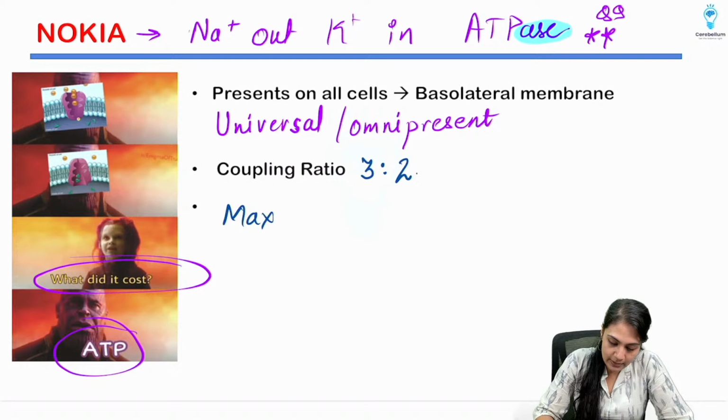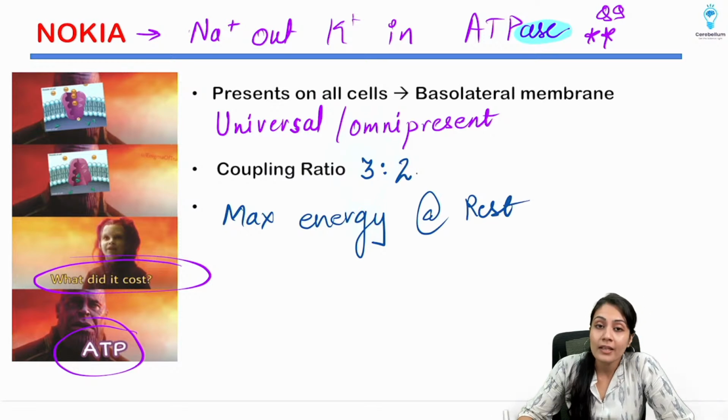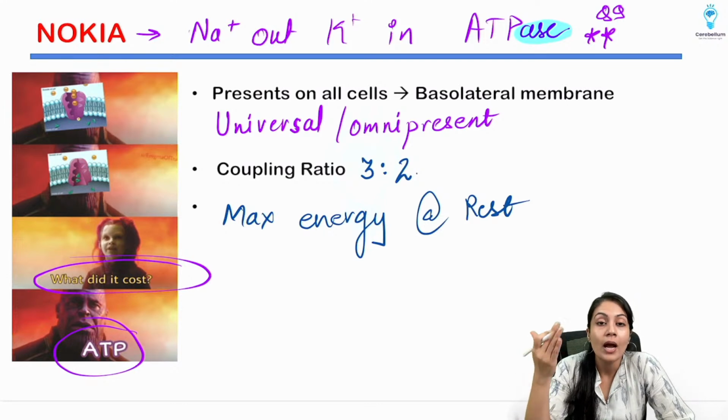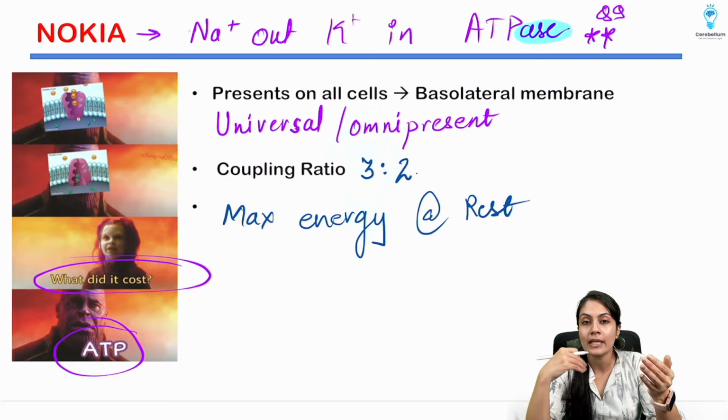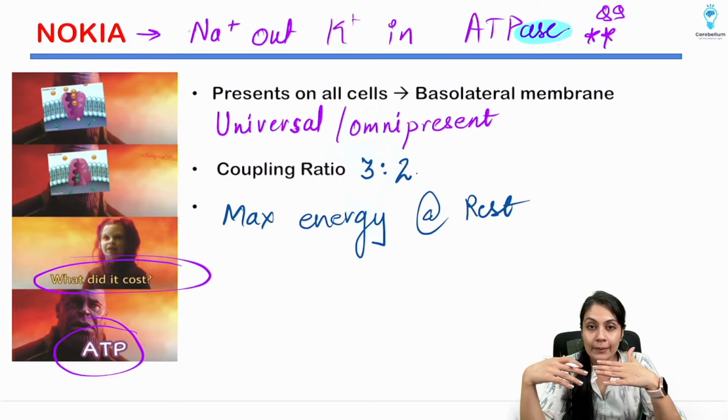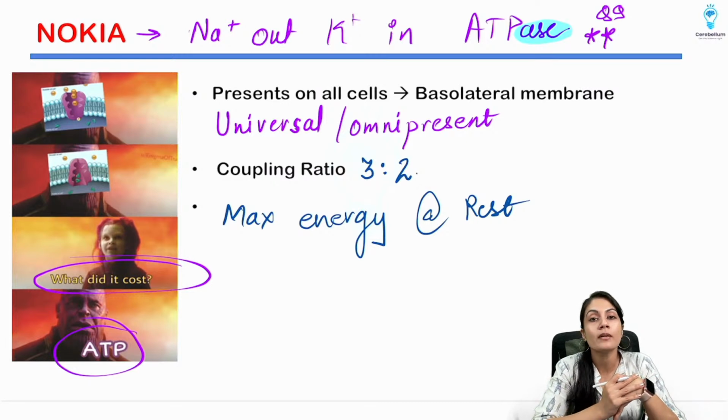It is using the maximum energy at the time of rest. For what? Just simply to put more sodium out and keep more potassium in. Why? Because I already told you that if anything goes wrong, or if there is no ATP, we are going to see bursting of the cell which is going to take place.